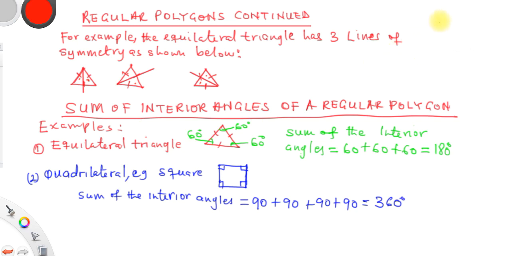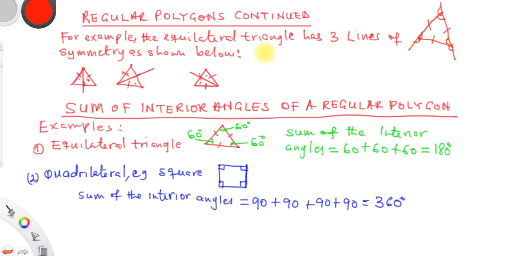We looked at some examples of regular polygons. We said that an equilateral triangle is a regular polygon. Why? Because all the sides are equal, all the interior angles are equal, and all the exterior angles are also equal. So that's why an equilateral triangle is a regular polygon.